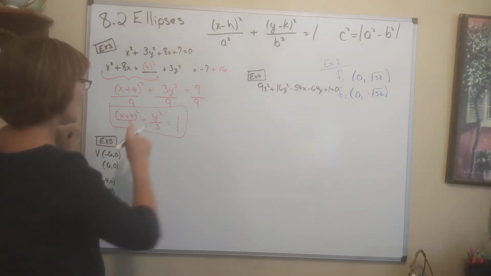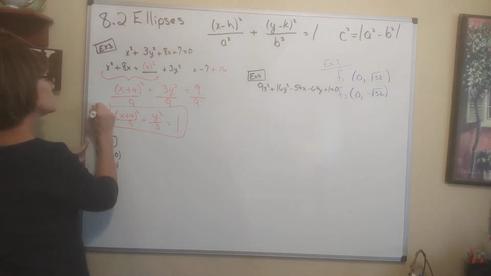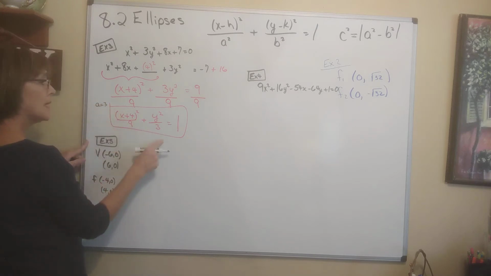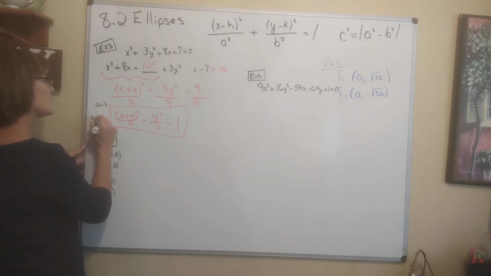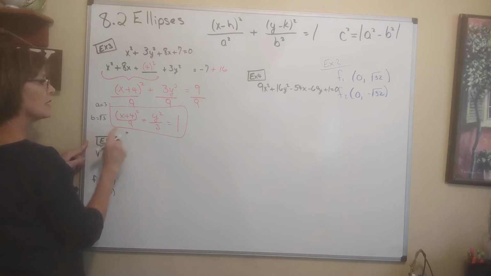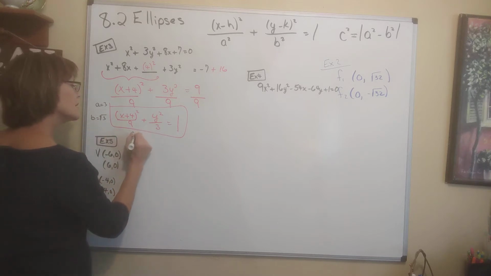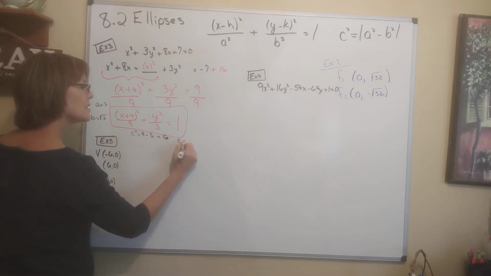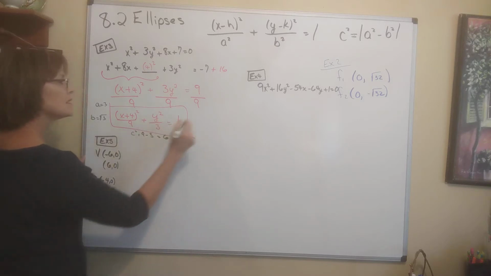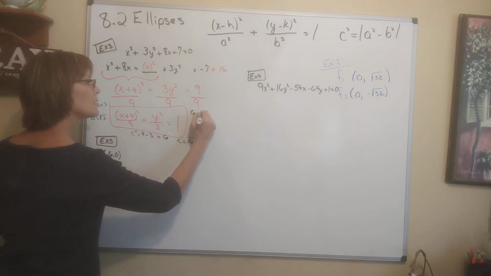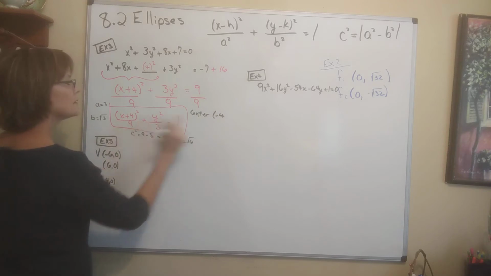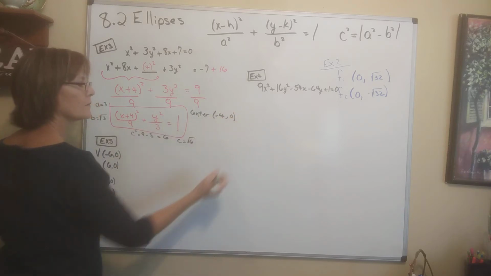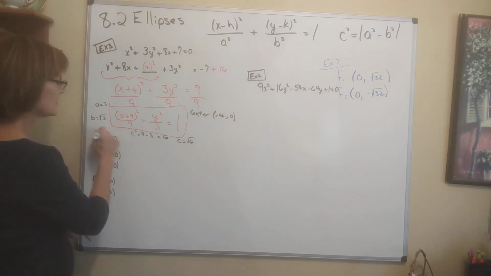So let's do it. A is equal to 3. B is equal to the square root of 3. Okay? C squared is 9 minus 3, which is 6. So C is the square root of 6. The center is negative 4, take the opposite, comma, 0. So let's graph this guy.